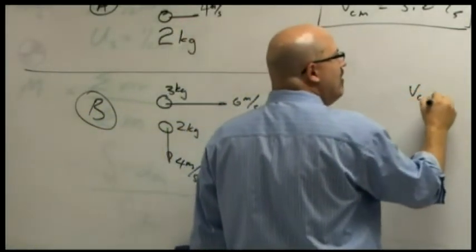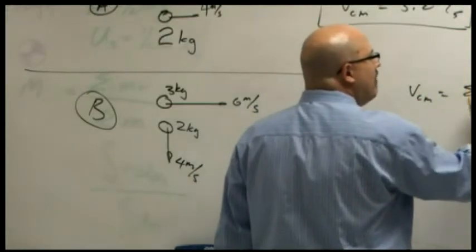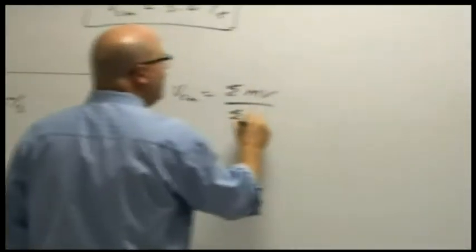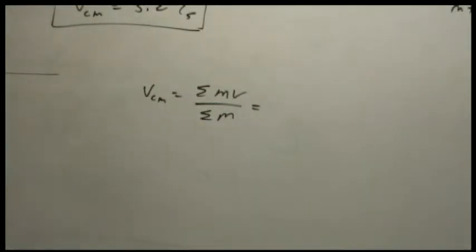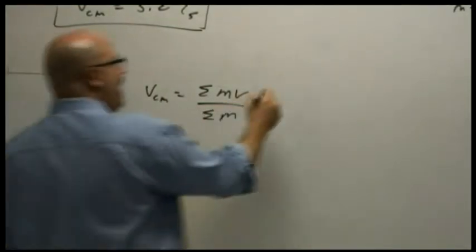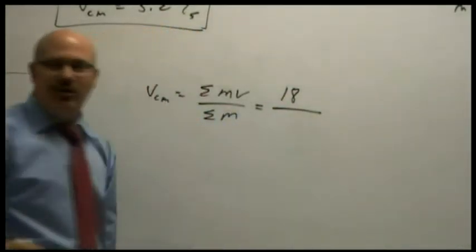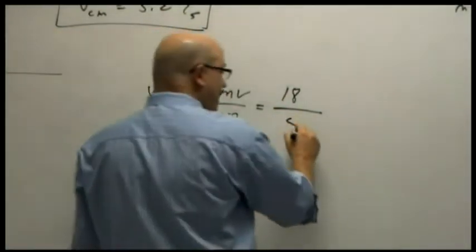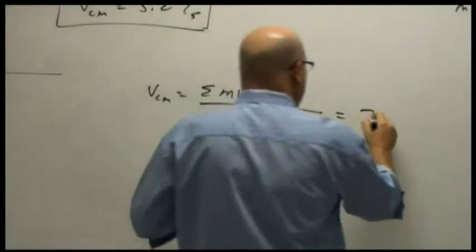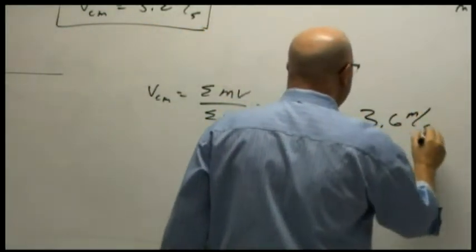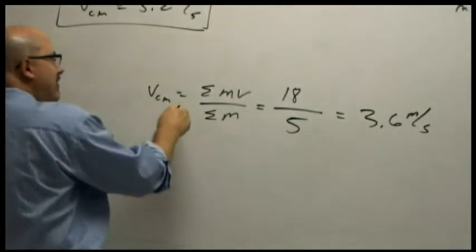Velocity of the center of mass equals the sum of the MVs over the sum of the M's. So what's my MV in that direction? 3 times 6, 18. What is my total mass? 5. Thank you. So what do we get? 3.6 meters per second. That's in the x direction.